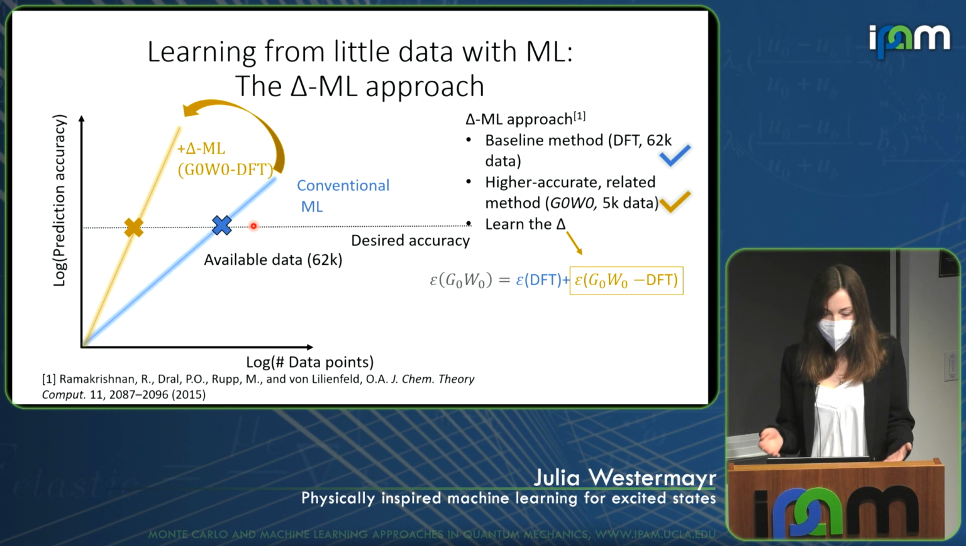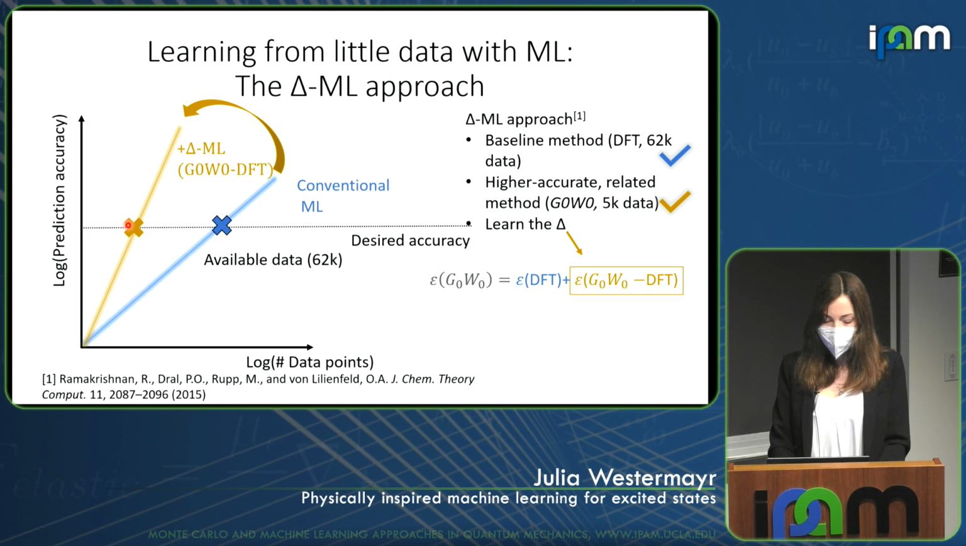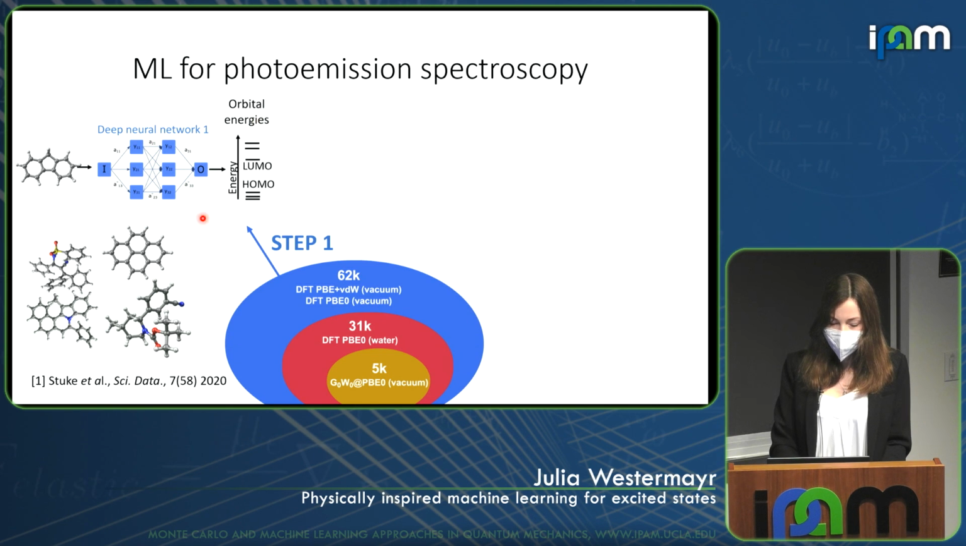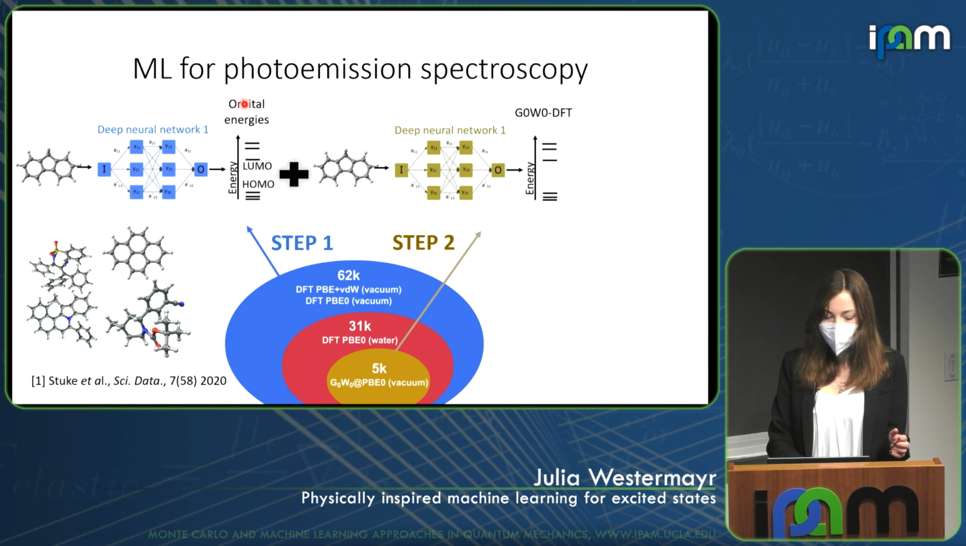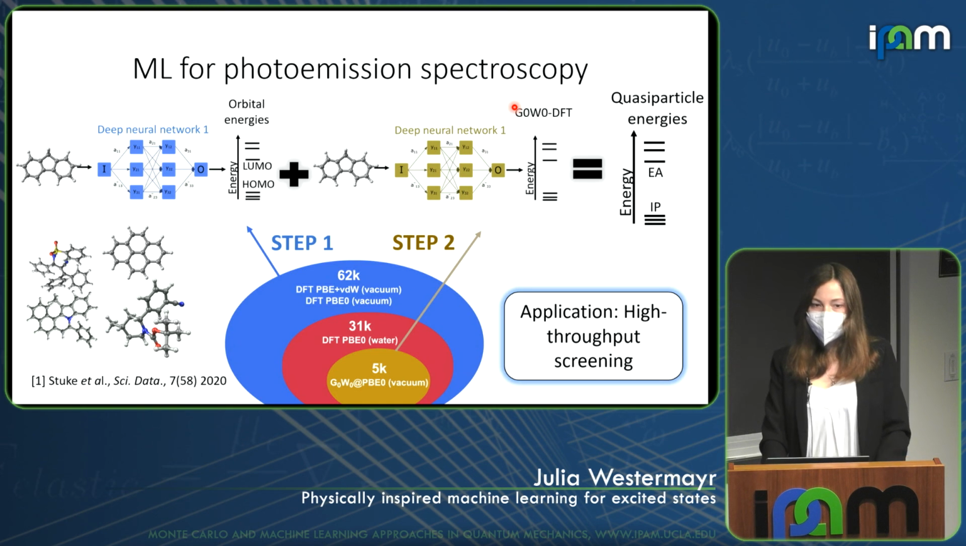Because what was found in previous studies is that learning the difference between two methods is much easier and much smoother than learning a method itself. So with this approach, you get away with much less data, but get very accurate results. So we trained one machine learning model on the orbital energies of DFT, and then we trained a second on the difference between the first model and GW, so that we can use both models to get quasi-particle energies. And this model we then validated, and it looked quite good compared to experiment.